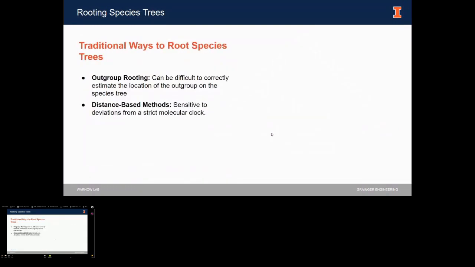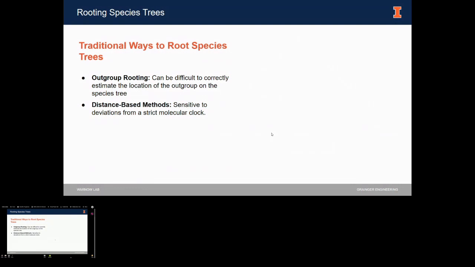Now, one problem that we face when estimating species trees is that many species tree estimation methods actually return unrooted species trees. And the roots of the species trees are fairly important in determining how the species evolved. So there's several different ways that people have come up with to root these species trees. So here's a couple more traditional approaches.